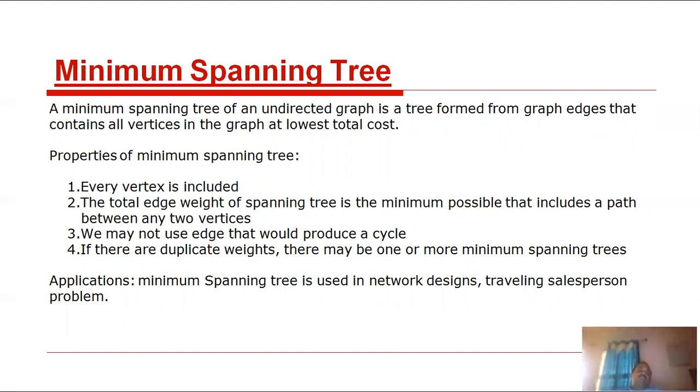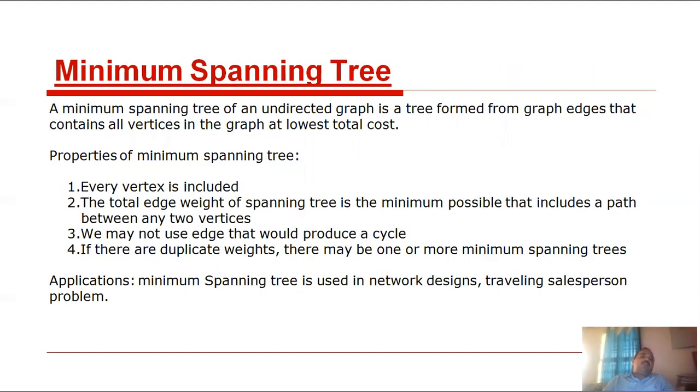Properties of minimum spanning trees. Every vertex is included. The total edge weight of the spanning tree is the minimum possible, and it includes a path between any two vertices. So we may not use an edge that would produce a cycle. If there are duplicate weights, there may be one or more minimum spanning trees. Applications: minimum spanning tree is used in network design, traveling salesperson problems, etc. So minimum spanning trees. Clear, all of you?